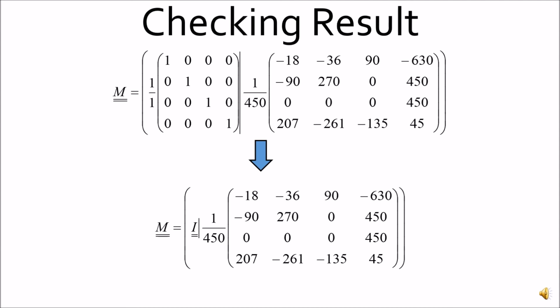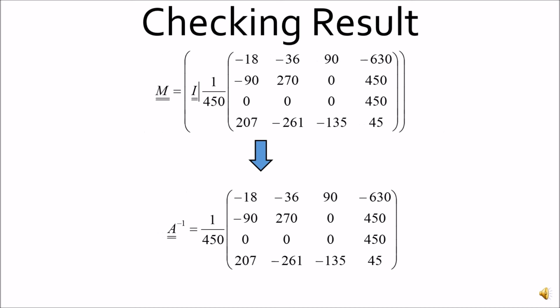We have our solution, and on the right hand side we have this matrix here, which is 1 over 450 multiplied by this matrix, and by definition this is the inverse of our original matrix.